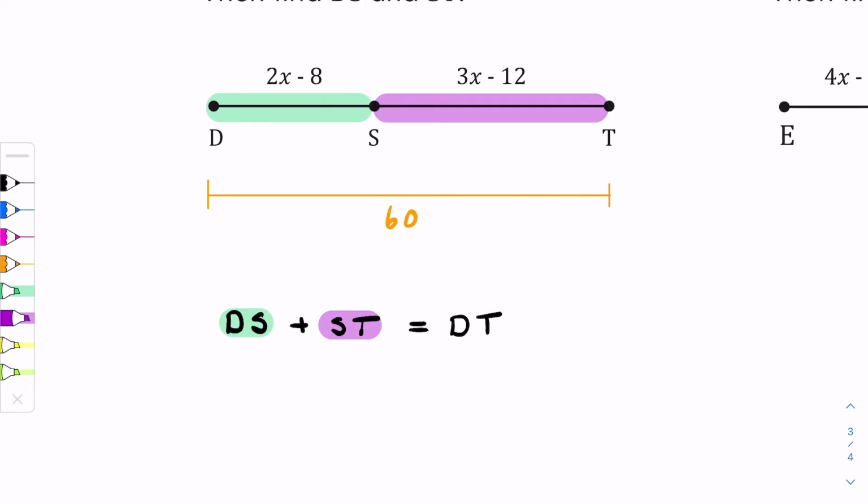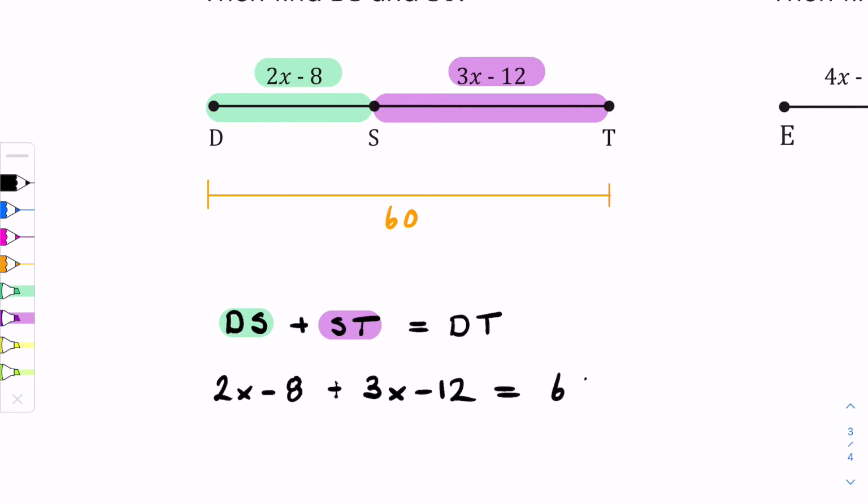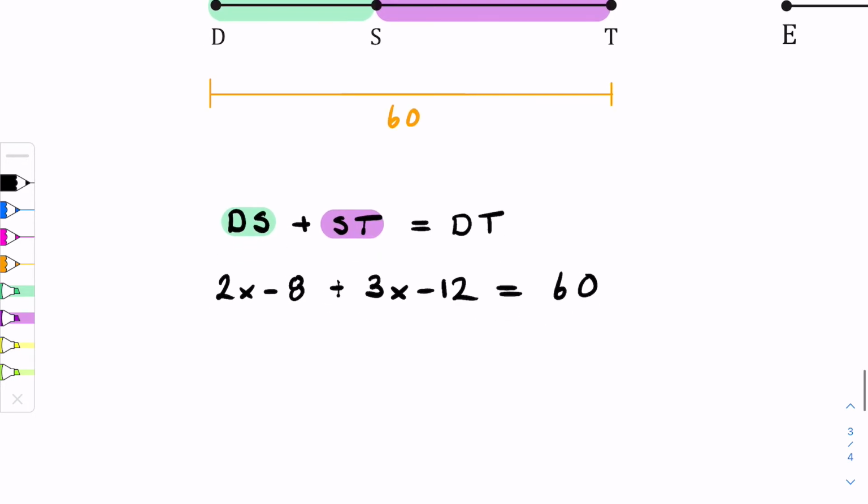All right, I know DS is represented with the expression of 2x minus 8. So I'm going to replace DS with 2x minus 8. I know ST is represented with the expression of 3x minus 12. And I know that DT is equal to 60. That was given in the statement above. At this point, it becomes a simplifying expression, and you need to solve for x.